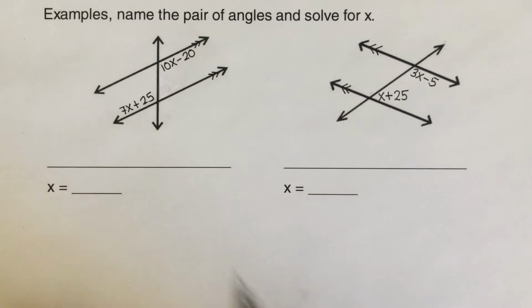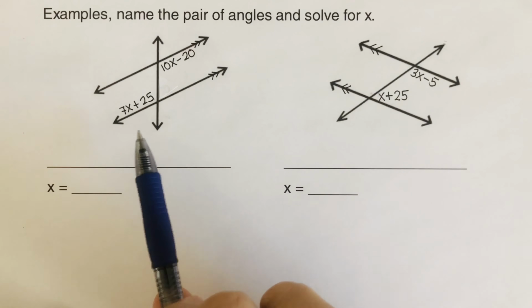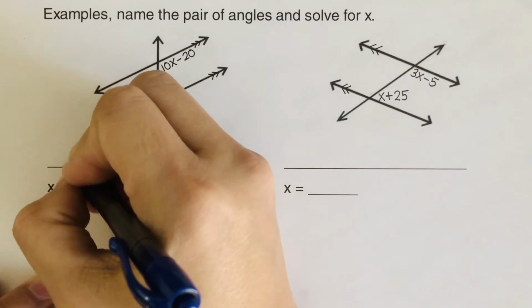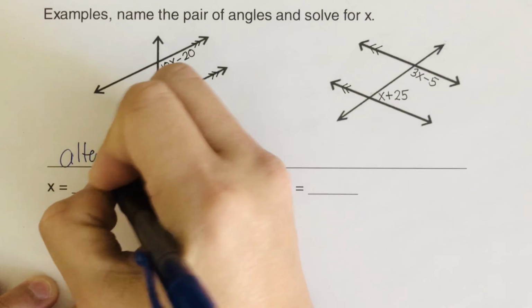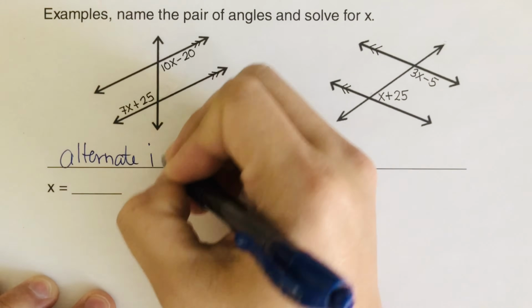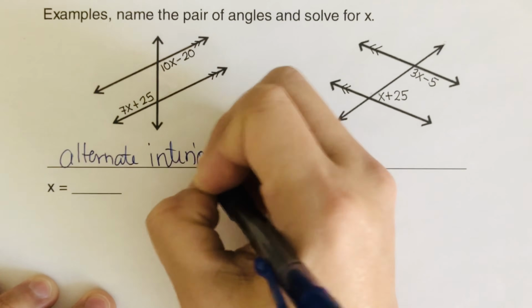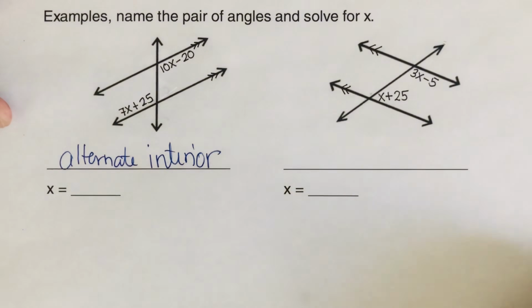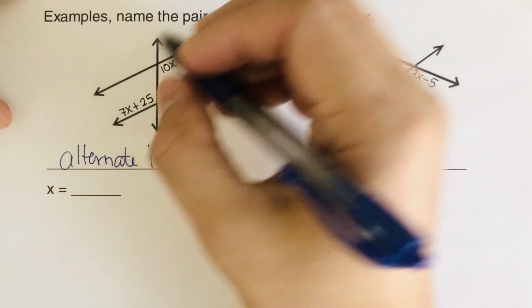Okay, so we go over this. The first one that we have here is an alternate interior angle. So this is an example of an alternate interior angle. Did you get the same answer as this? Alternate interior? Good. Perfect. Since this is alternate interior, we are supposed to equal them to each other.